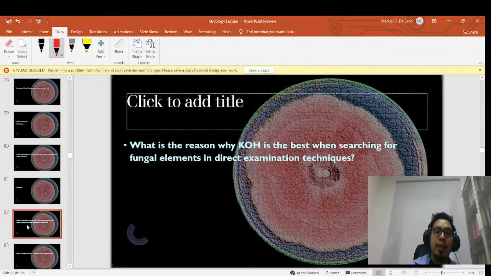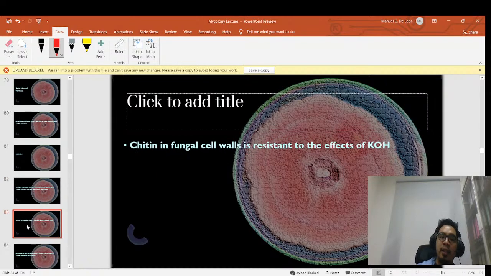All right. What is the reason why KOH is the best when searching for fungal elements? Basically, as I mentioned before, the reason why I included chitin is because chitin is a fungal cell wall component that is resistant to the dissolving effects of the KOH, or the potassium hydroxide, that we use. That's the reason why I mentioned chitin earlier, because I can't just blurt out words that might sound like jargon to you guys.